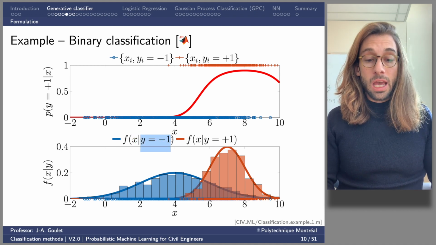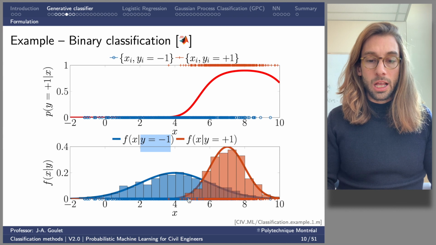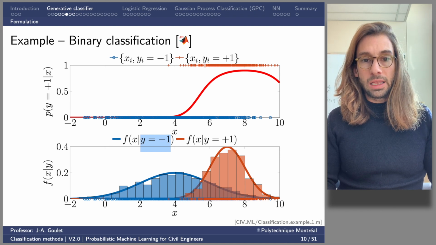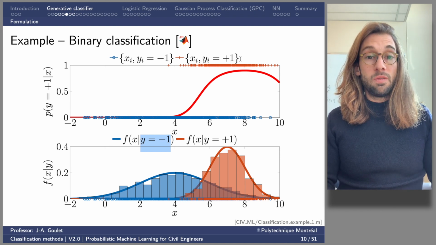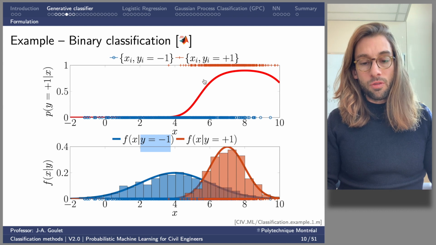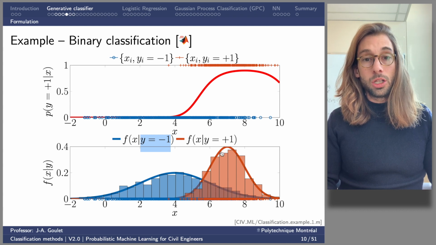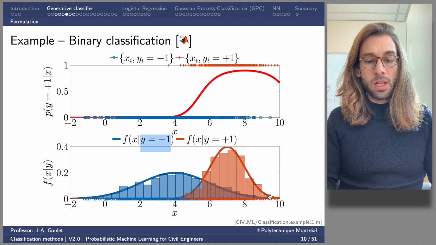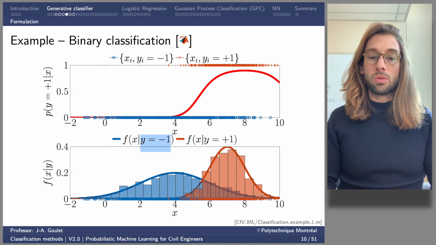I did the same thing for my second class. I look at what is the expected value of that cloud of points and what is going to be its variance, and these become the parameters for this second normal conditional PDF, the conditional PDF of my covariate X given the class Y equal +1.